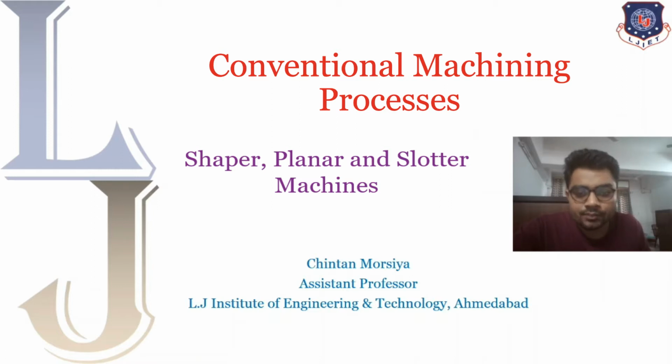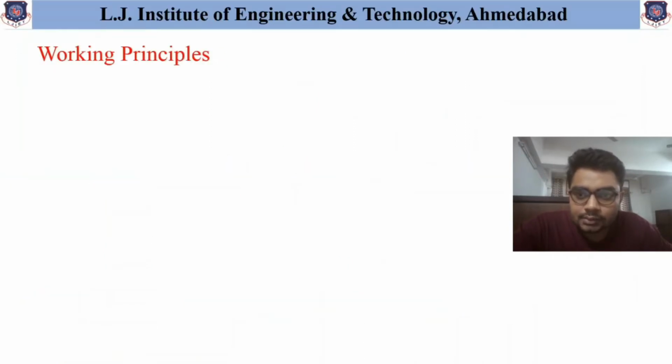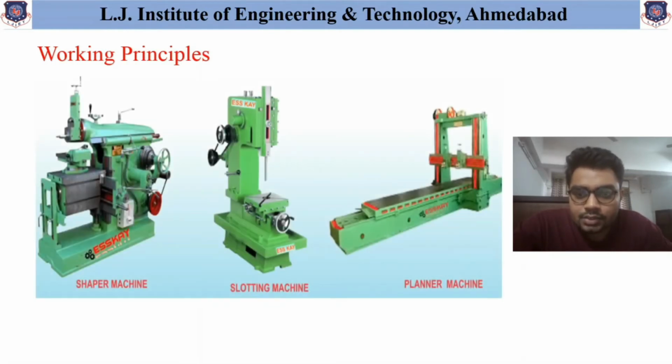Hello students, today in this lecture we will start with our new chapter, that is Shaper, Planar and Slotter machine. Now to understand these machines, let us first discuss their working principles. In our previous chapters also we have discussed the primary and auxiliary motion that is required to perform a machining operation. Similarly, let us have a look at simple main figures of the Shaper, Planar and Slotter machine.